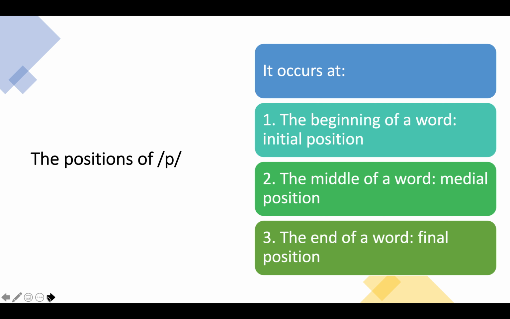The phoneme p can occur at the beginning of a word, which means in initial position. It can also occur in the middle of a word, which means in the medial position. Or it can occur at the end of a word, which means in the final position.